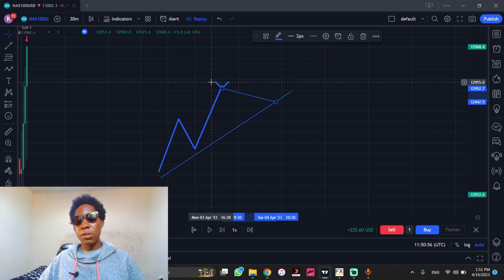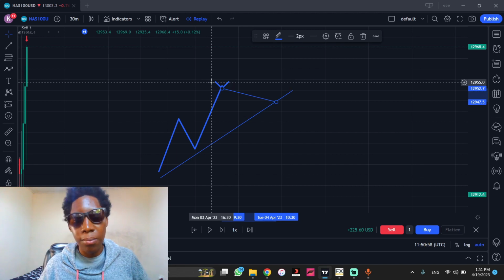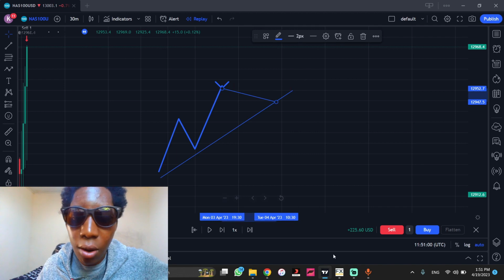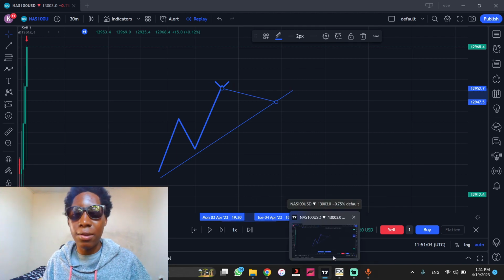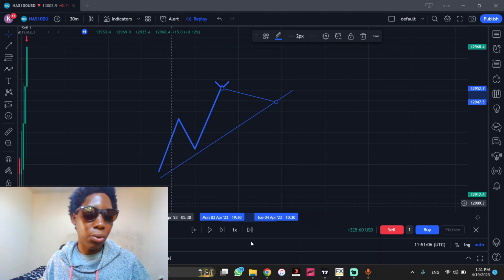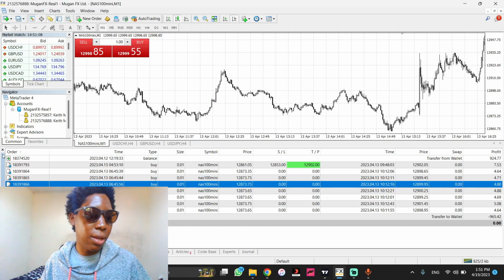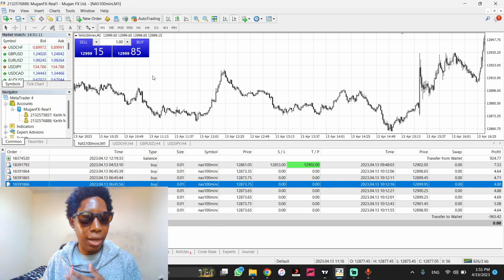I hope you've understood something from this. Make sure that you create an account with Mugan Markets so that you can trade NASDAQ or other currency pairs, and you'll be able to create a rand trading account just like I did.